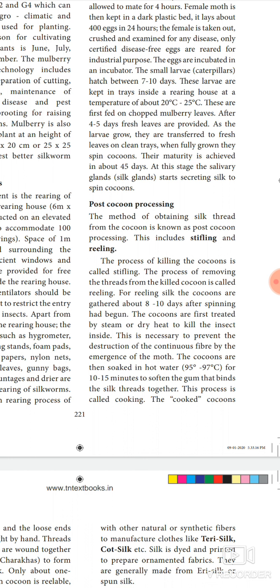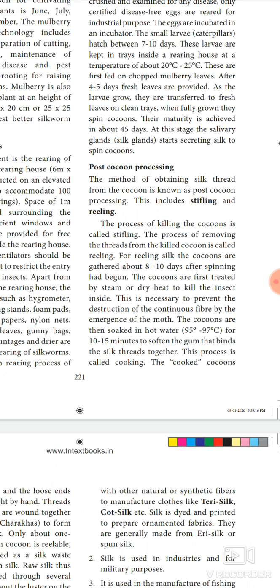the cocoons are gathered about 8 to 10 days after spinning had begun. The cocoons are first treated by steam or dry heat to kill the insect inside. The cocoons will be heated or steamed. Why? Some insects are inside the cocoon. For killing that insect, we have to heat or steam the cocoon. This is necessary to prevent the destruction of continuous fiber by the emergence of the moth.